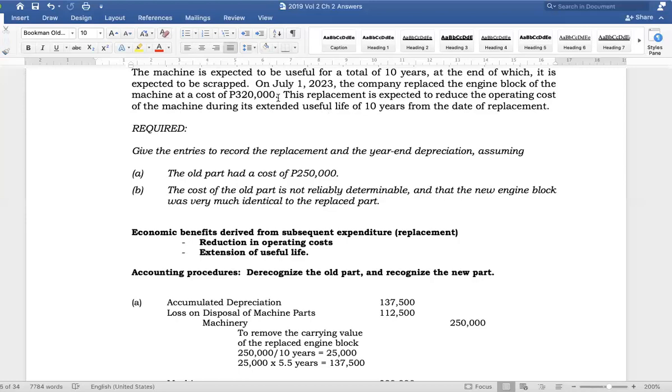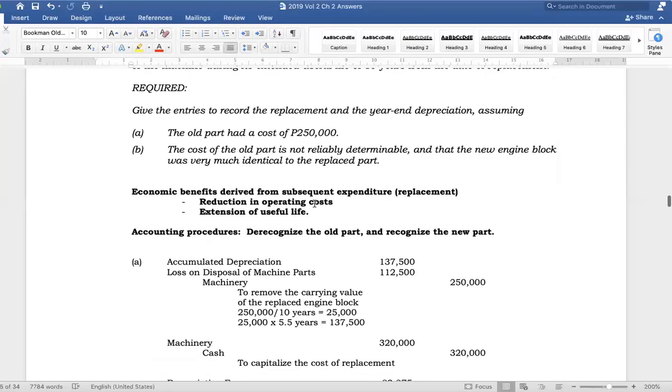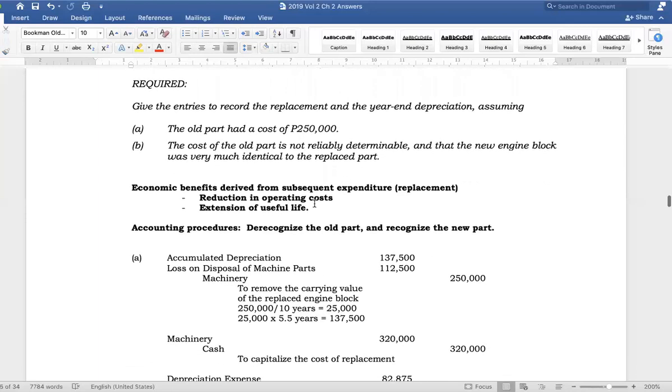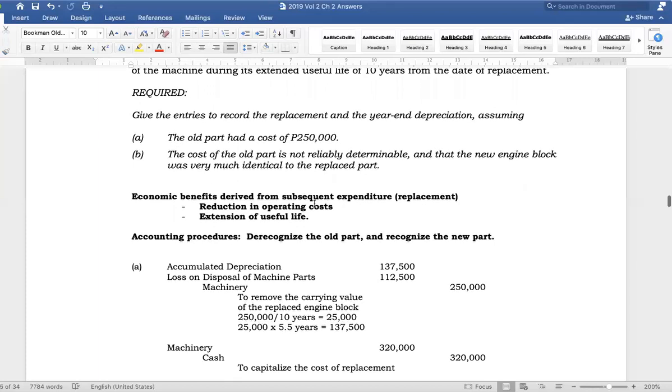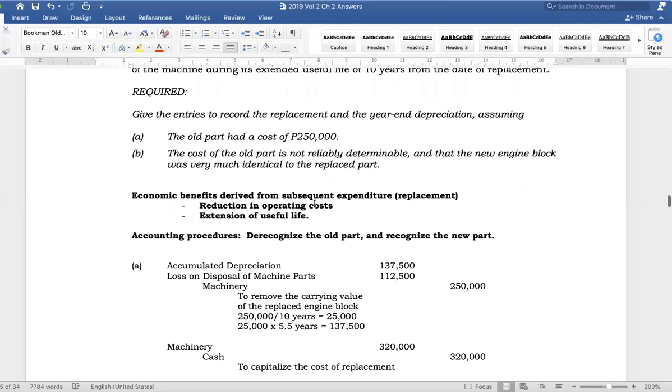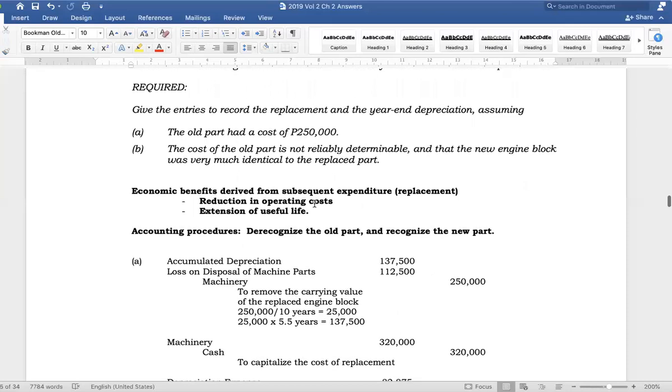After recognizing the old part, now recognize the cost of the new part. And the new part costs 320,000. So our entry for that, debit machinery 320,000, credit cash for 320,000.